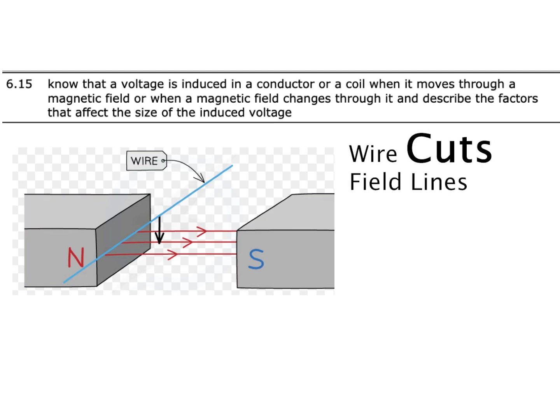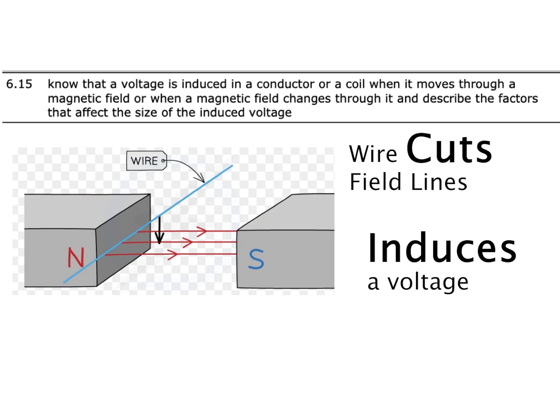Often in mark schemes, that word cuts is bolded, and so the GCSE mark scheme really wants you to use that word cuts. And when it cuts through the field lines, it induces a voltage in the wire. And that word induces must be used alongside the word voltage. So we're having cut field lines, inducing a voltage in the wire.